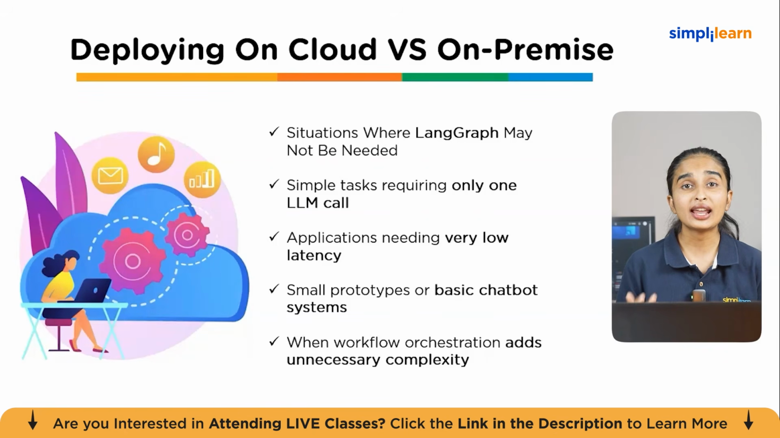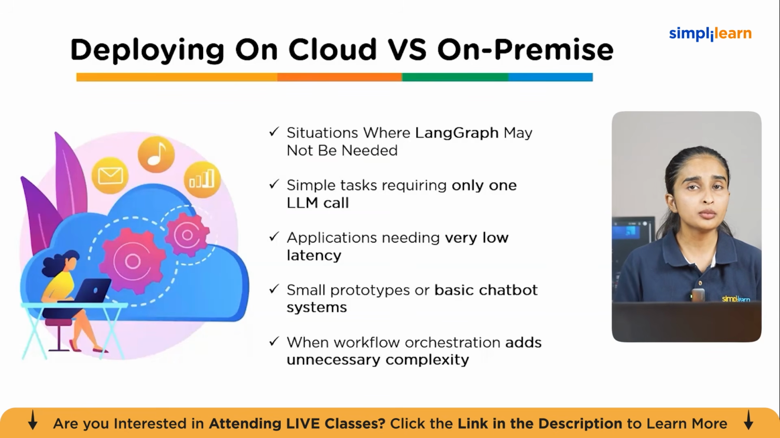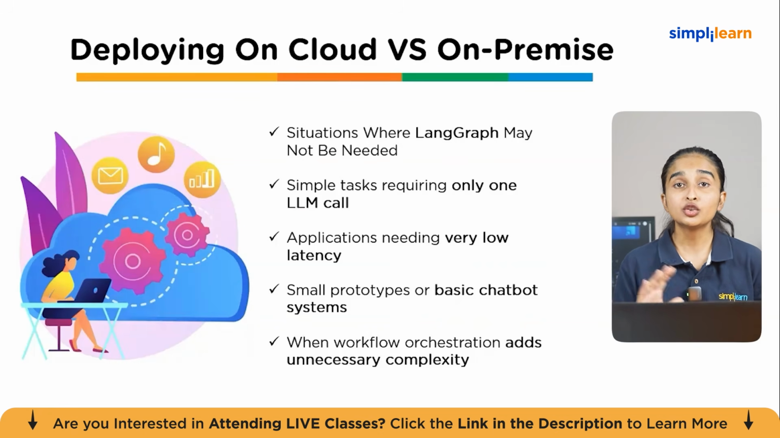There are situations where LangGraph may not be needed at all, such as simple tasks requiring only one model call. Applications may need very low latency, small prototypes, or basic chatbot systems. It can also include cases where orchestration adds unnecessary complexity. So before choosing cloud or on-premise, it's equally important to ask whether the workflow truly needs this level of structure. In other words, deployment choice matters, but the tool choice matters even more before that. So now that we've reflected on deployment and suitability, we shall move on to monitoring agent behavior over time.